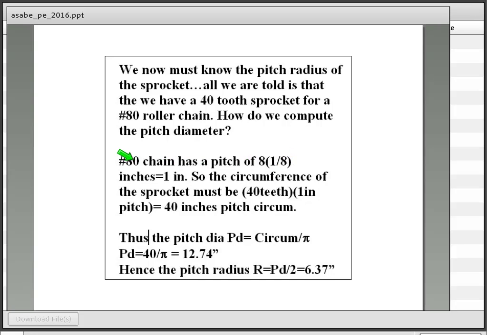Sometimes that second digit is just to designate whether it's rollerless chain or light duty chain or what have you, but that's not so important as getting the pitch right. So for the circumference of the sprocket, we would take 40 teeth times the 1 inch pitch. Since there's 40 teeth, that gives us a 40-inch circumference, which allows us to calculate the pitch diameter as 12.74 inches, or our radius of 6.37.